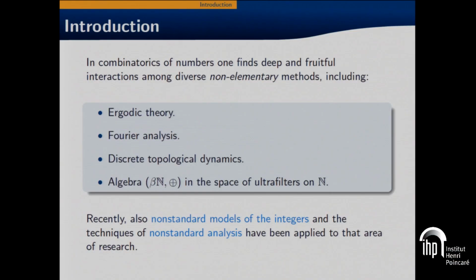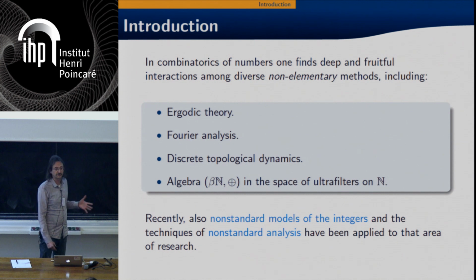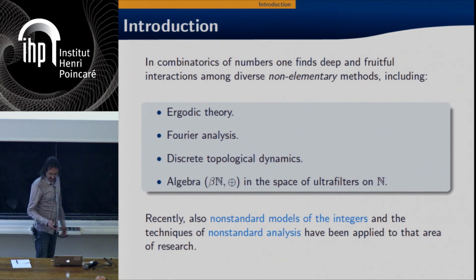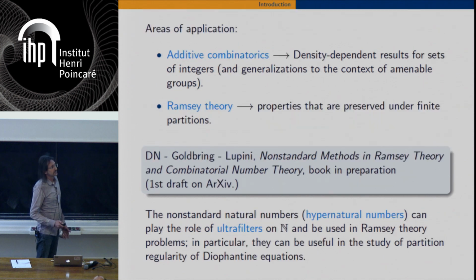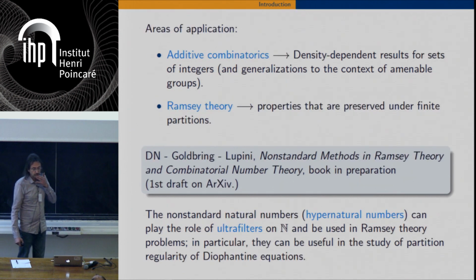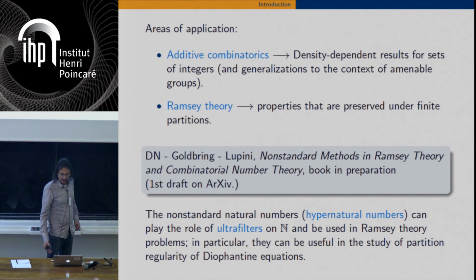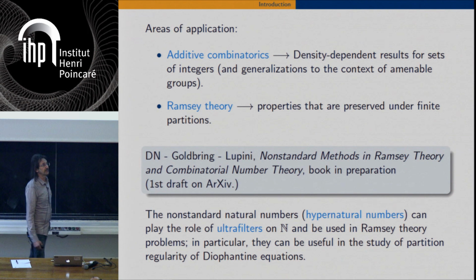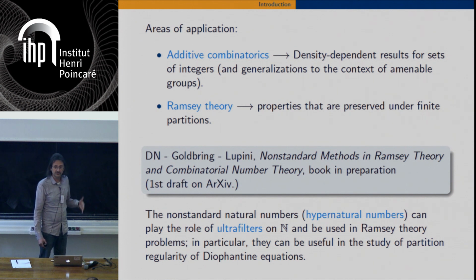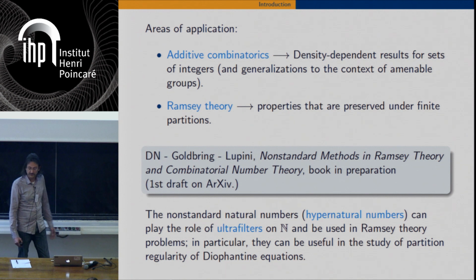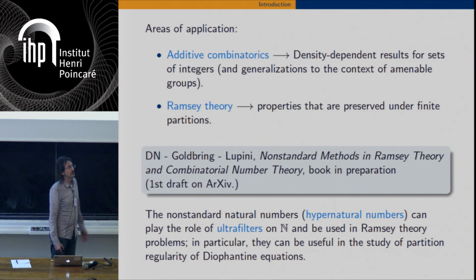As we all know, there are areas of combinatorics where very diverse techniques have been applied. And recently also the methods of non-standard analysis have been applied in this discrete context of combinatorics. Usually non-standard analysis is applied in the continuum, but it can also be applied in the discrete, and mainly in two areas. An area of additive combinatorics about density-dependent results, meaning results about sets of integers that are large in the sense of asymptotic density. And also in the area of Ramsey theory.